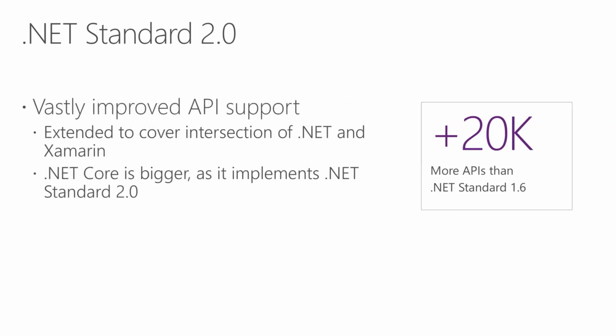There are also a lot of new APIs available in .NET Standard 2, about 20,000 more APIs than in the previous version. That's really important for us since we're WPF developers or Windows Forms developers, because a lot of the classes that we've been using over the last 10 years in our applications were not available in .NET Standard 1.6 and earlier versions. But a larger portion of those are now available in .NET Standard 2.